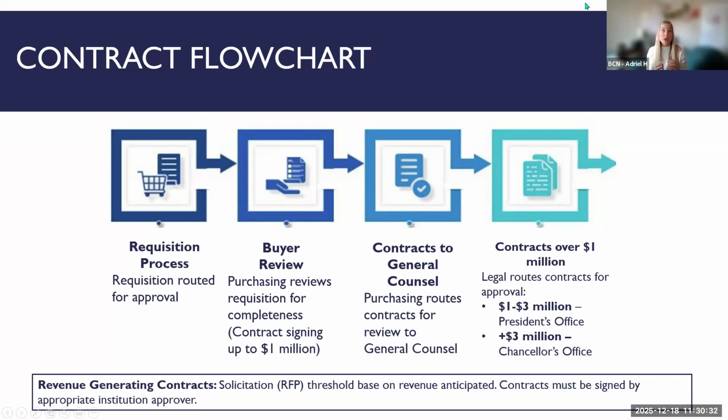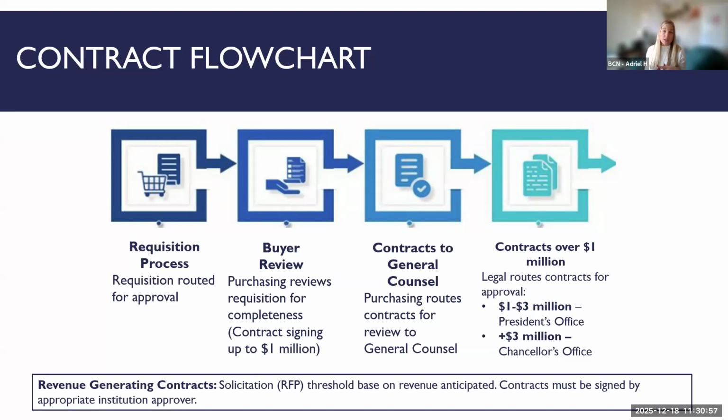If the contract exceeds $1 million, we can't sign it in-house. It has to go to the president. The president won't sign anything without it going through general counsel's office. So at that point, we would hold the requisition and not issue the PO yet. We would route the contract to the general counsel's office. They would also conduct their own formal review before routing it to the president to sign.